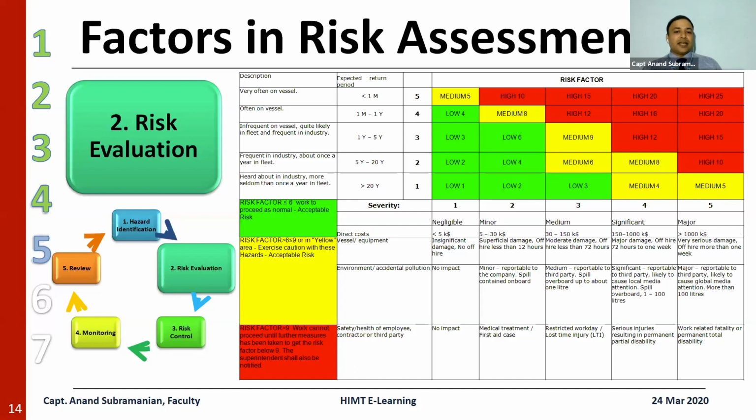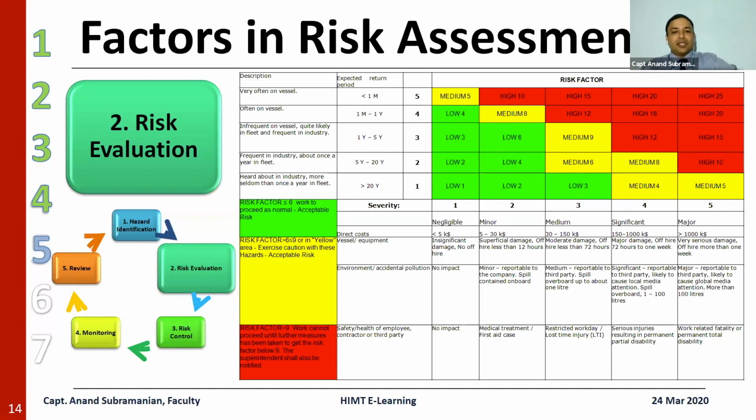Now we talk about the direct cost. Under the severity, we have the direct cost column. If the cost is less than $5,000 for that particular company, it's a negligible cost. That means they can take that much cost. It becomes minor, medium, significant, and a major cost. Anything more than $100,000, or let's say that much of an amount, if it's more than that, it is too risky.